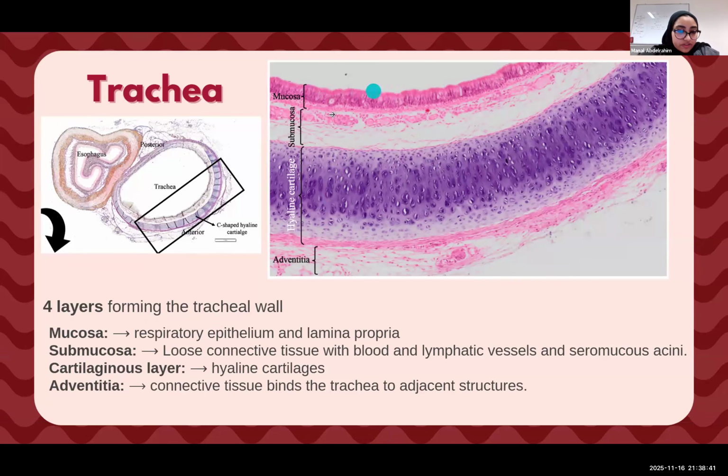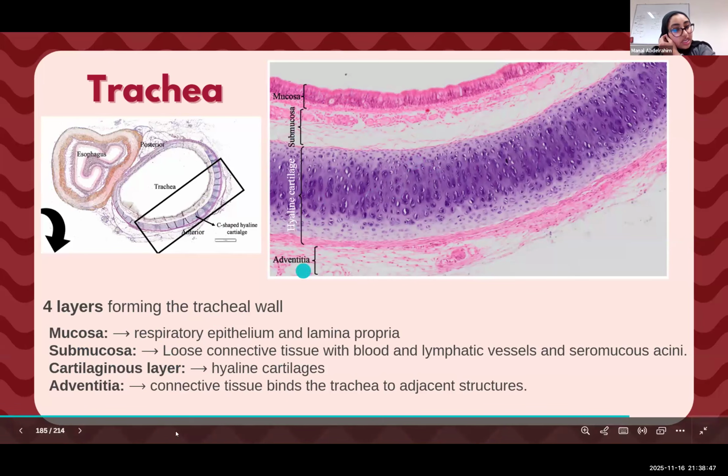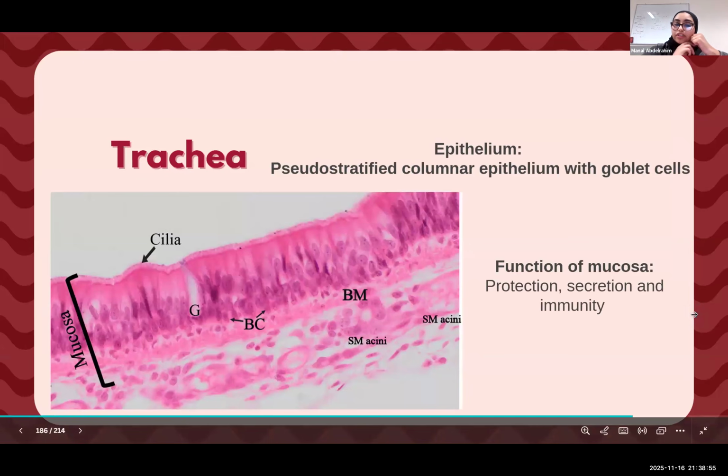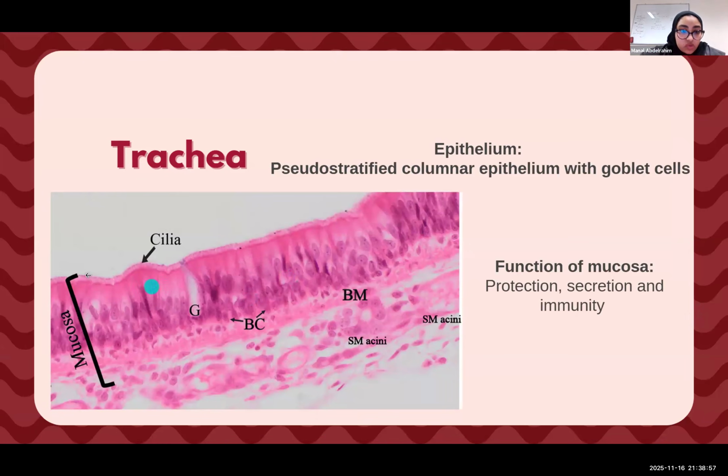And it has the lamina propria, kind of, not relevant. You don't really need to know these different parts, just know the hyaline cartilage. Adventitia is basically connective tissue and it binds the trachea to the nearby structures, not that important. This is another picture showing you a close-up of the respiratory epithelium. You can see the cilia well, you can see the goblet cells, and you can see here the basement membrane, you can see the basal cells, and it's just closer. And the function of the mucosa, we said for protection, secretion, and for immunity.